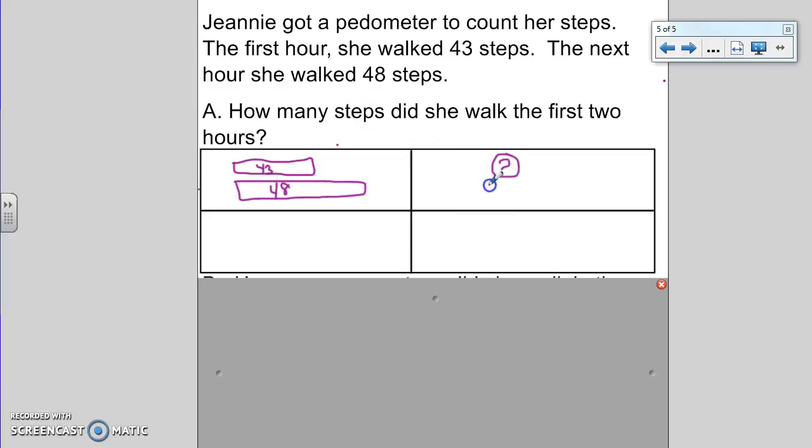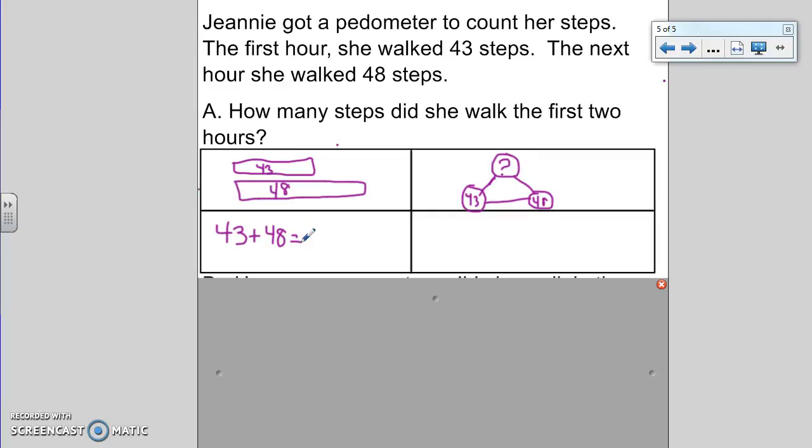Okay, so we don't know the whole. We know one of the parts. One of the parts is 43. The other part is 48. And we know these two parts together make the whole. So next I need to write my equation. And to put these two parts together to make the whole, I know I'm going to have 43 plus 48.